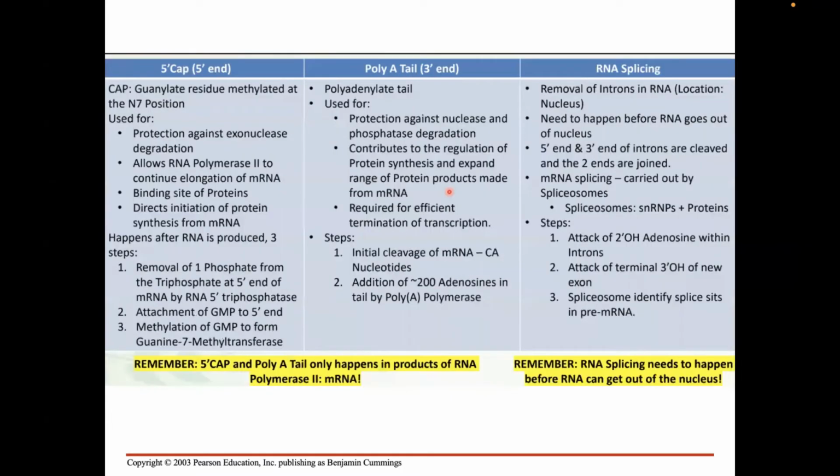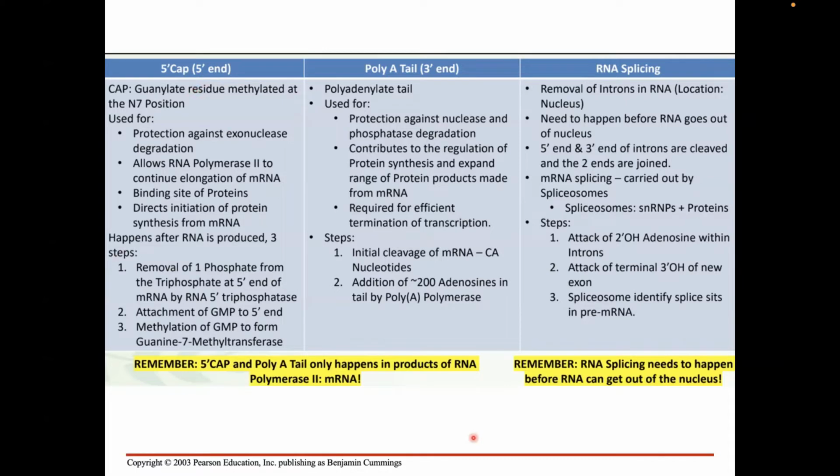And then, ito, hindi naman po kailangan kabisaduhin, pero mas maganda na may idea tayo on what it does: the 5' cap and then the poly-A tail na na-mention naman sa ating video illustration na napanood natin a while ago. And then the RNA splicing. Pakitandaan lang po yung mga naka-yellow na highlight as it will be included not only in the quiz but in the exam as well. Remember that the 5' cap and the poly-A tail only happen in the products of RNA polymerase 2, or the messenger RNA.